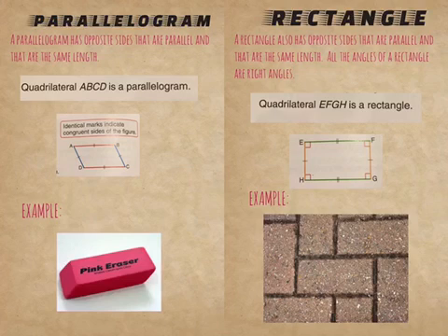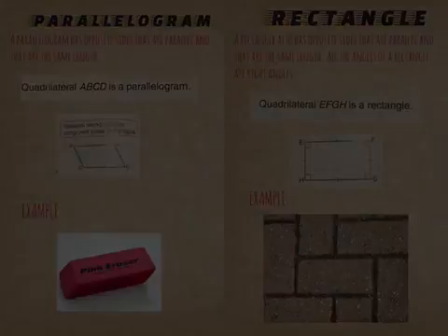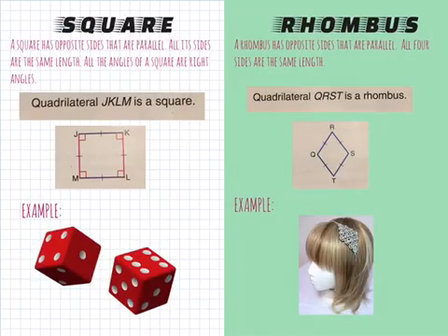A rectangle also has opposite sides that are parallel, and they are the same length. All the angles of the rectangle are right angles. Square. A square has opposite sides that are parallel, and its sides are the same length. All the angles of the square are right angles. A rhombus has opposite sides that are parallel. All four sides are the same length.